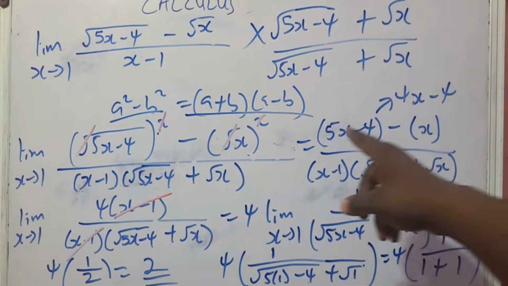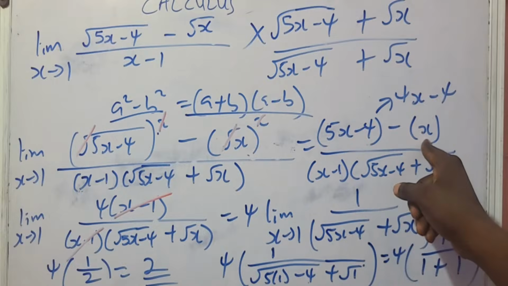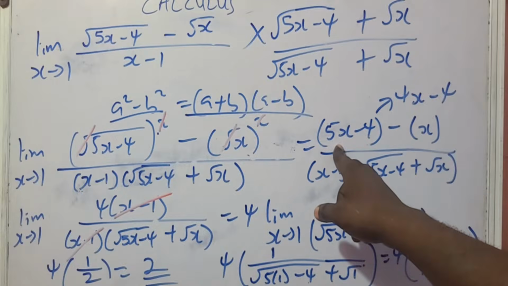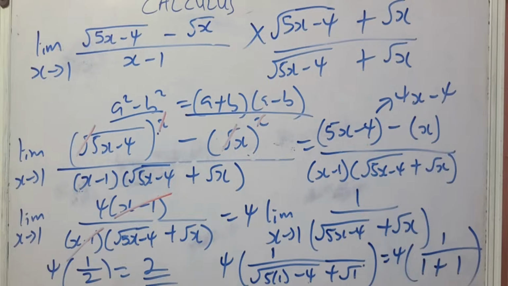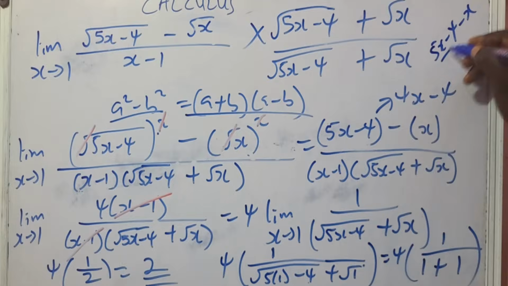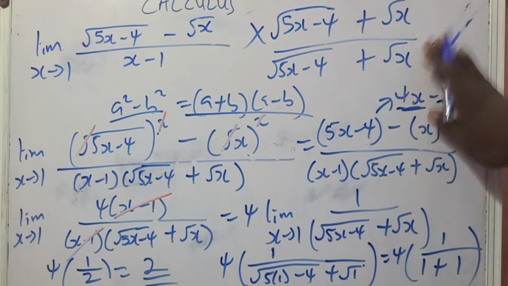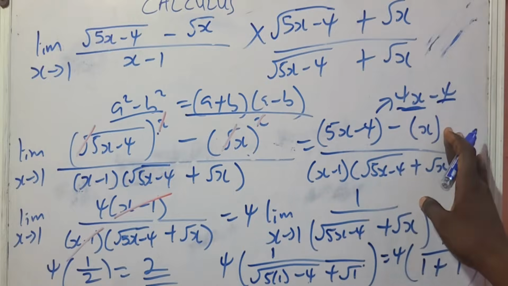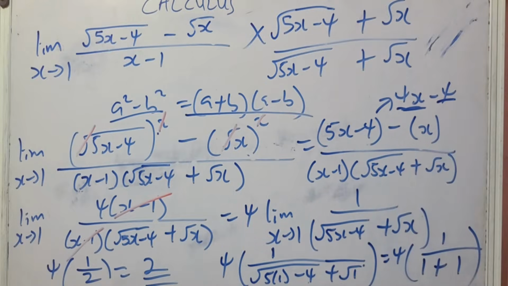Now, you want to solve this. You have 5x minus 4 minus x. If you want to solve this, it will be 5x minus 4, then minus x. That will be 5x minus x, that will be 4x, and this is minus 4. So all this resulted into 4x minus 4. Now, I'm sure you agree with me that 4x minus 4 is the same thing as factorizing 4 and making it x minus 1. That was all I came here to do.